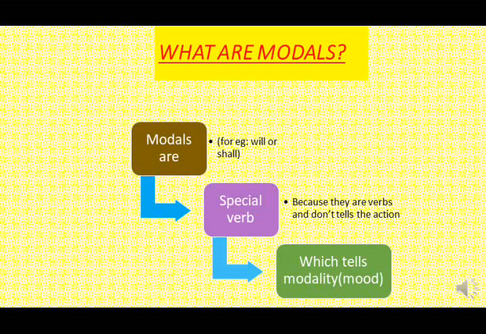For example of a modal, for instance, we will take will or shall. So, will or shall are special verbs. They are called special verbs because they don't tell the action. Is will telling us what I am drinking or I am praying or I am running? Nothing. It does not tell anything about the action, but it is still called a verb. We will see why it is called a verb in the next slide.